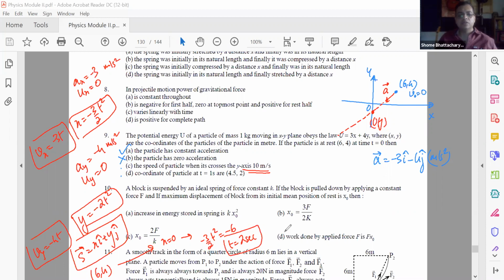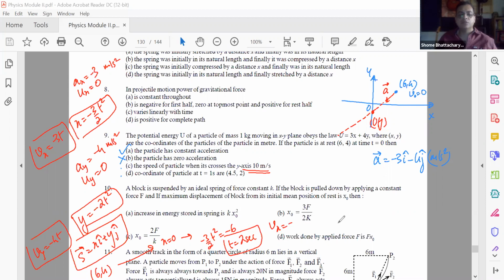So at time t equal to 2 seconds, you can find out the speed, because Vx will become minus 3 into 2, so minus 6, and Vy will become minus 4 into 2, that's minus 8. So V will become square root of Vx square plus Vy square. So that will become 10 meters per second. So this option is correct. You can also do this by work energy. I'll come to that also.